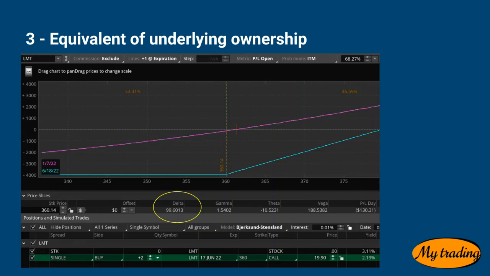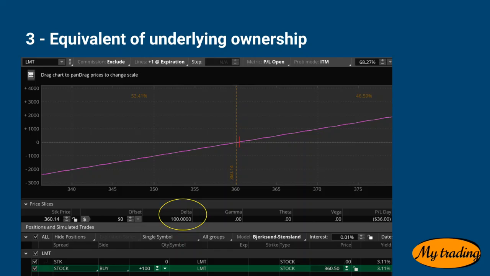Okay, now the third common use for using delta is to create a position that's equivalent to owning stock. So in this example, let's look first at what owning stock looks like. If I wanted to own some Apple stock, actually I'm looking at Lockheed Martin here. If I wanted to own some Lockheed Martin stock, what you would find out is if you owned 100 shares, you'd have 100 deltas. That will always be the case with any stock. 100 shares will be 100 deltas.